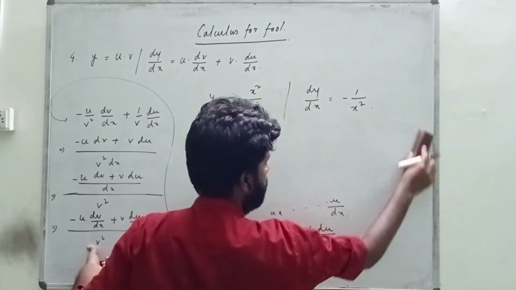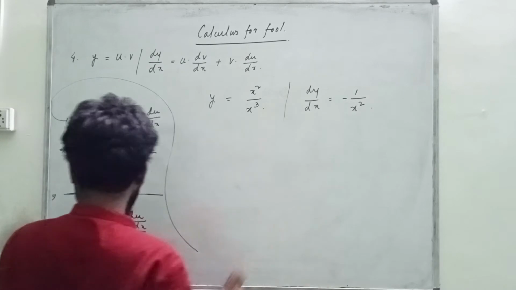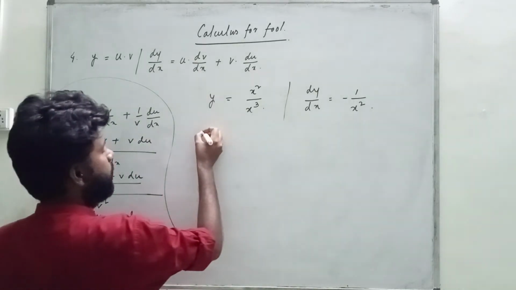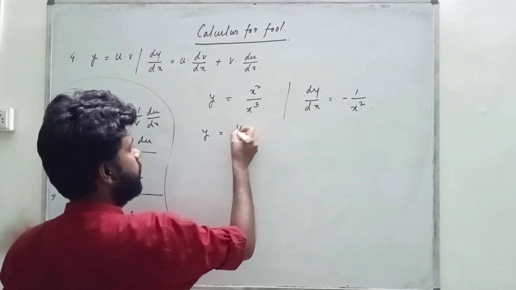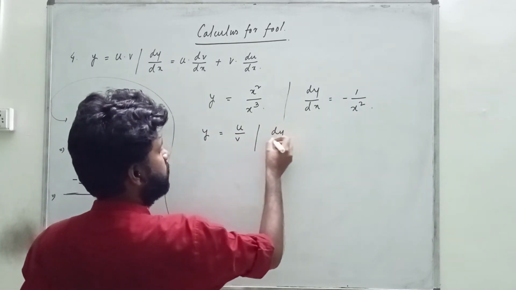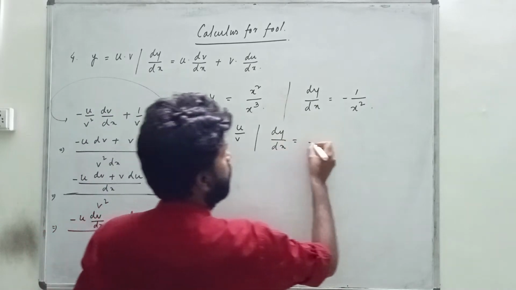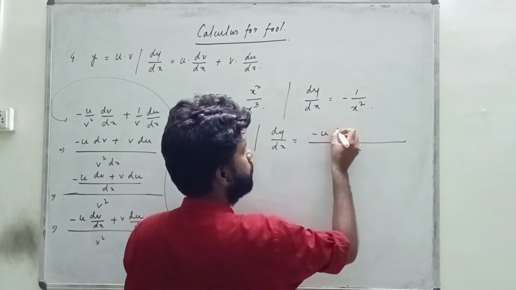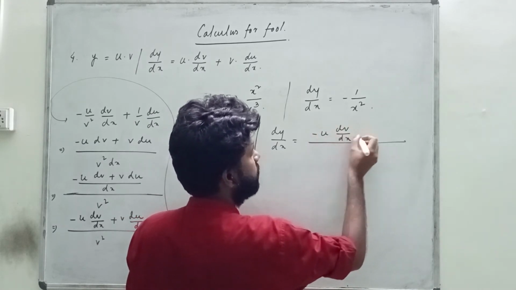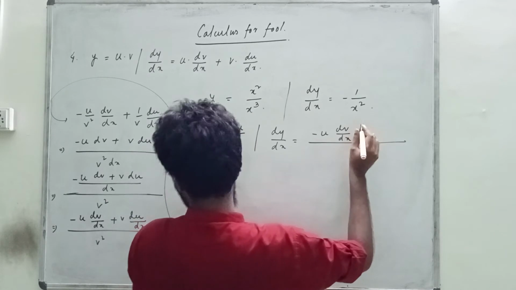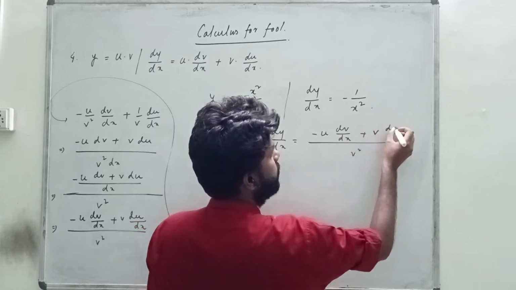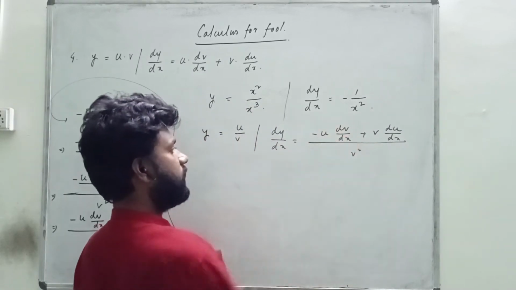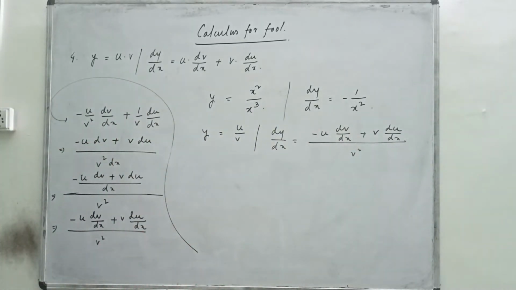If y equals u by v, then dy dx goes to v squared in the denominator, and in the numerator minus u dv over dx plus v du over dx.